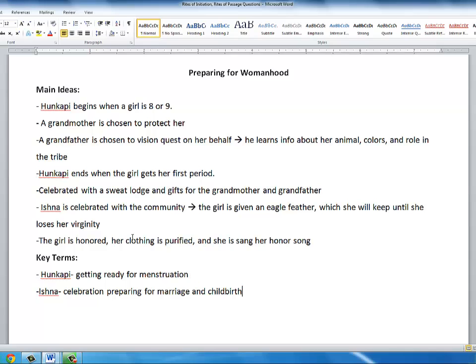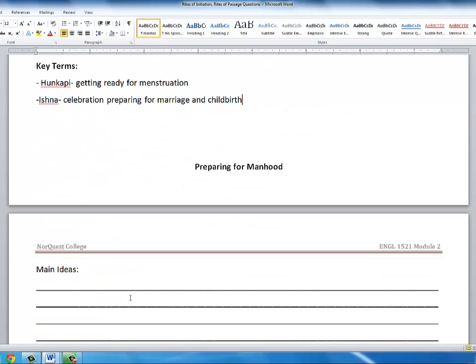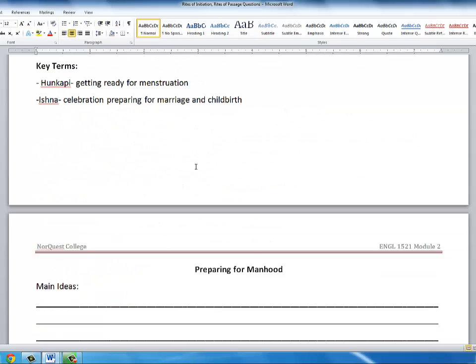So you can see here that it appears like a list. Main ideas and the bullet points, then key terms in the bullet points. Now it is up to you to continue along, beginning with preparing for manhood and working your way through the rest of the article.